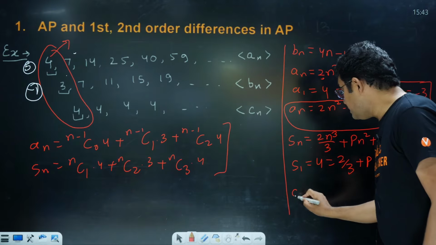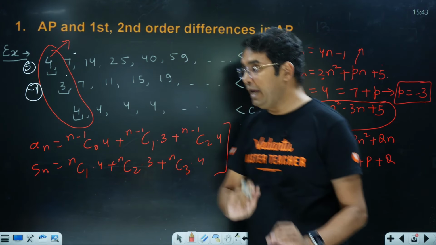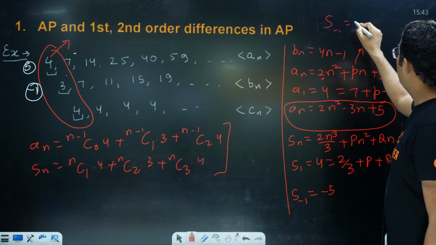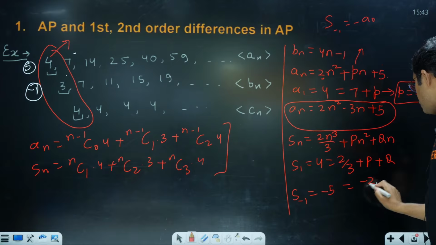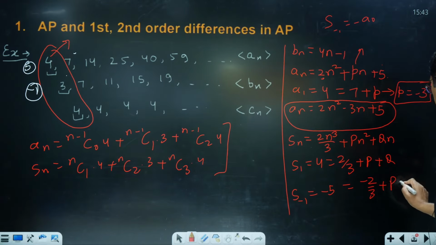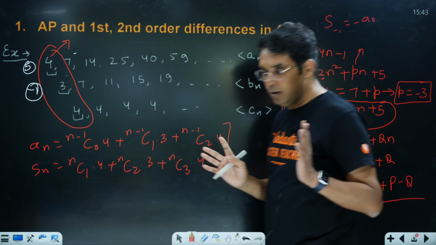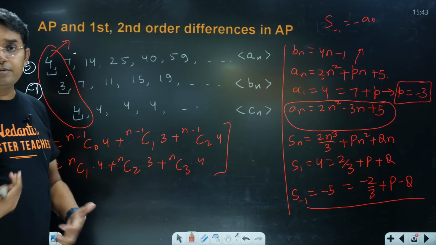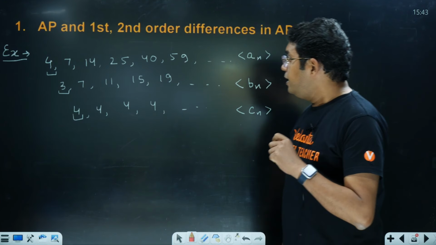Now S minus 1, as I told you, will always be minus A naught. So it will be minus 5. S minus 1 will be minus A naught. So it will be equal to how much? Minus 2 by 3 plus P minus Q. Now these two equations you just have to solve, and you will be able to get P and Q, and we are done.